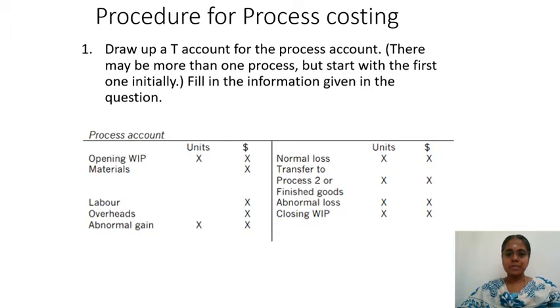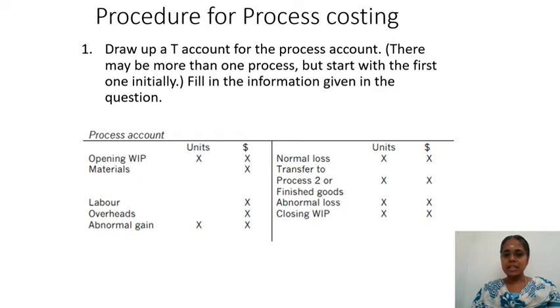So the procedure for process costing: the first step is to form a T account for the process. In the T account, on the left hand side, you will have the opening work in progress, the various purchases or costs spent related to material, labor and overheads. These are the things on the left hand side of the T account, and we will be calculating abnormal gain and adding that too. We'll see the calculation for abnormal gain at a later stage.